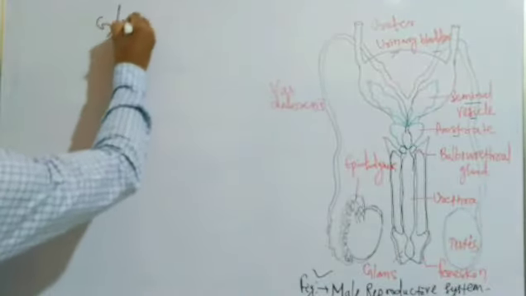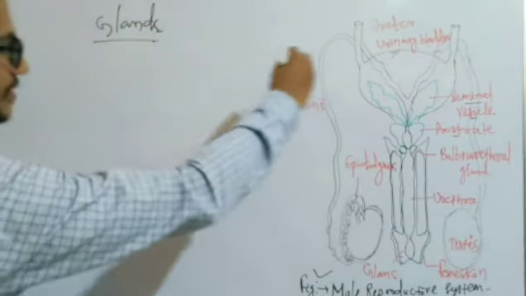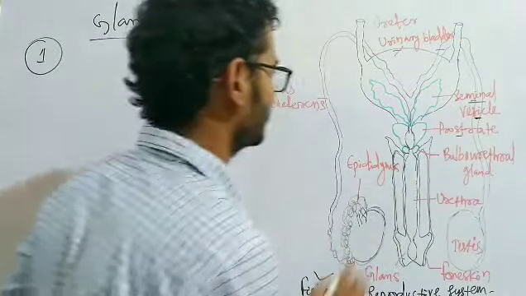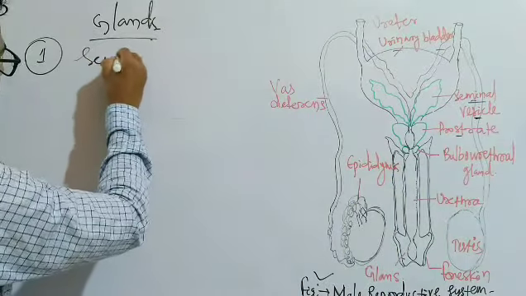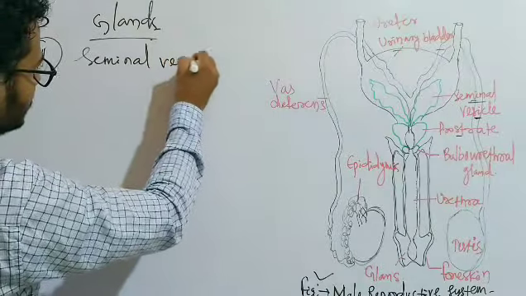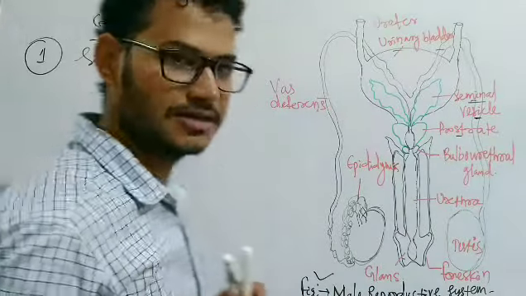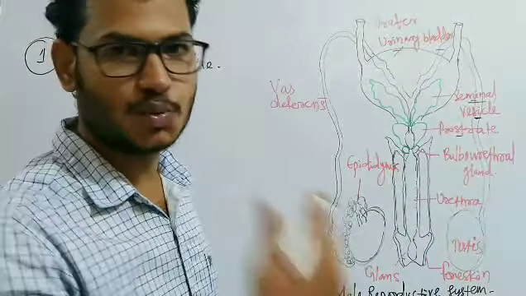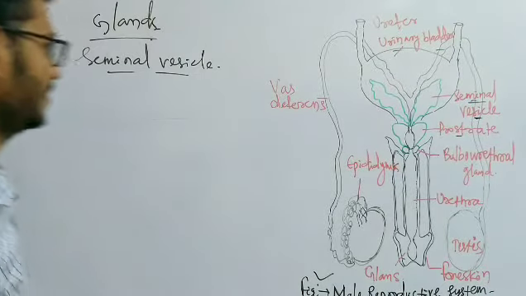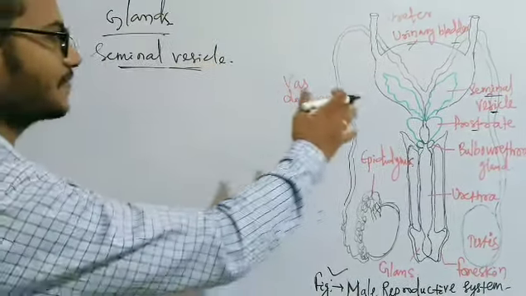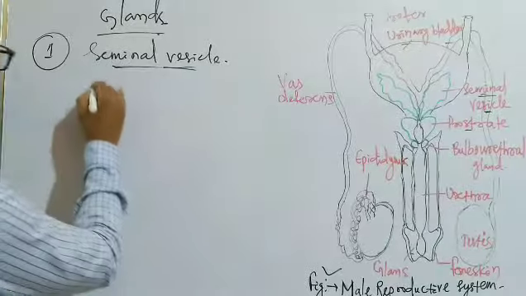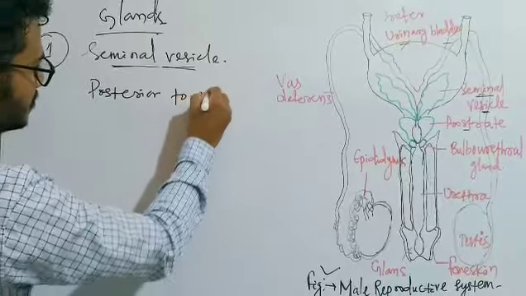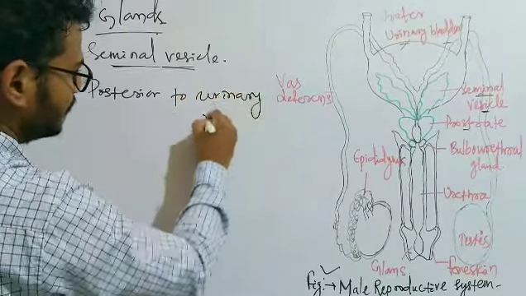So what are the different glands associated with the male reproductive system? Number 1 is the seminal vesicle. The other glands are the prostate gland and the bulbourethral gland. We will discuss them one by one, starting from the seminal vesicle. The seminal vesicles are present posterior to the urinary bladder.